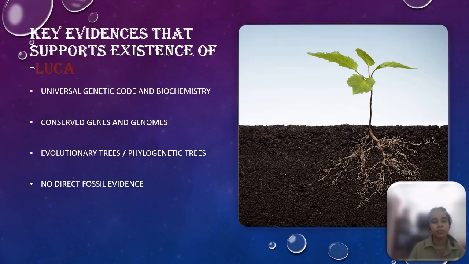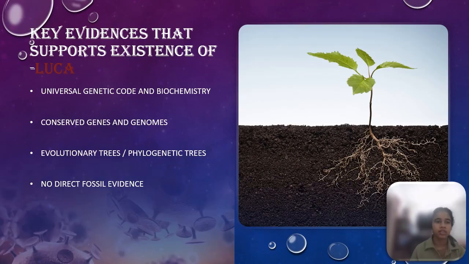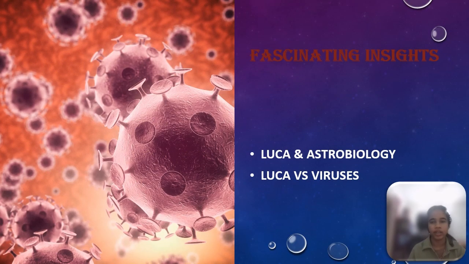The primordial evidence for LUCA comes from comparative genomic analysis, constructing phylogenetic trees, and finding the conserved genes and certain common aspects that all three domains of life share. So that is why LUCA is so important. Now let us discuss some of the fascinating areas where LUCA is studied and correlated with different worlds and aspects.